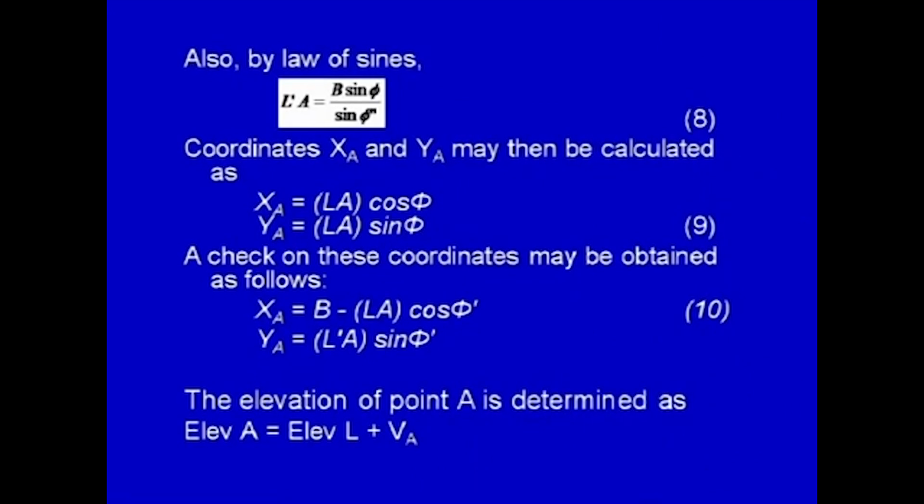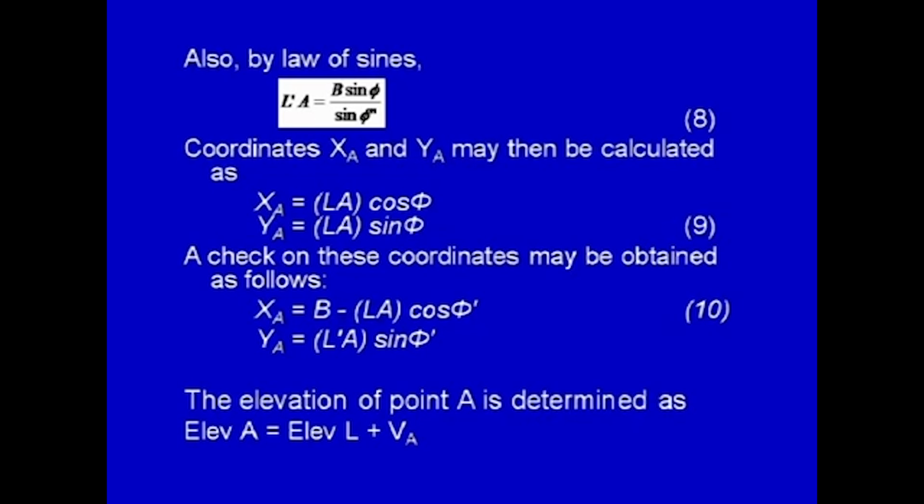Also by the law of sines, L′A is equal to B sin φ divided by sin φ″. So, the coordinates of xA and yA may then be calculated as xA is equal to LA cos φ, yA is equal to LA sin φ. A check on these coordinates may be obtained as follows, that is xA is equal to B minus L′A cos φ′ and yA is equal to L′A sin φ′.